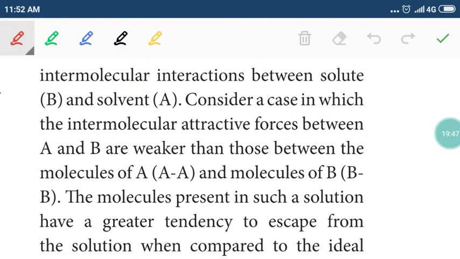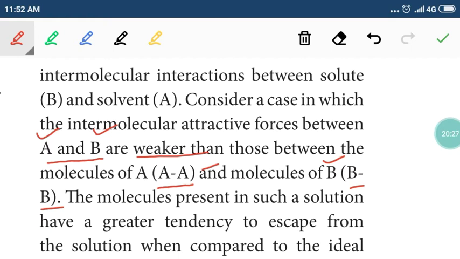As I told already, between the solute there will be interaction, between the solvent there will be interaction, and between solute and solvent there will be interaction. So intermolecular force of attraction will be there. Consider a solution: if the attraction between solute and solvent is weaker, when the attraction is lesser than the attraction in solute and solvent themselves, this deviation is called positive deviation. You have to remember it. Intermolecular attraction will be lesser between solute and solvent than between solute molecules and between solvent molecules.